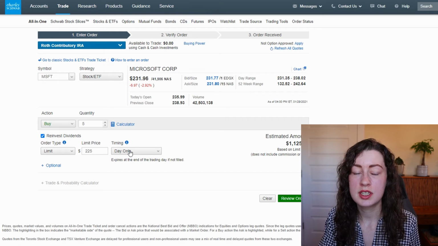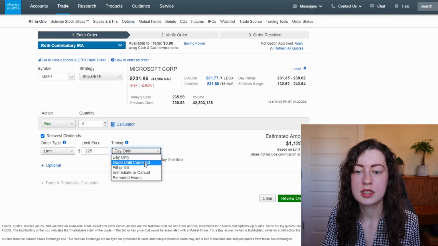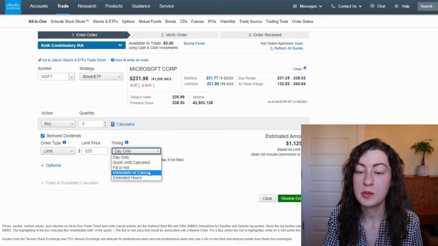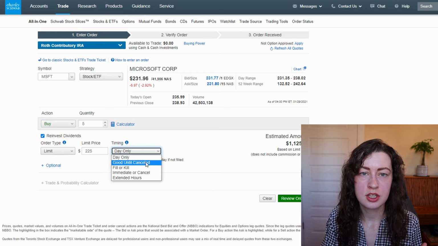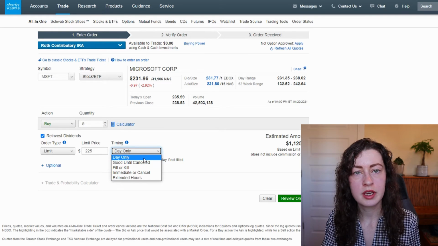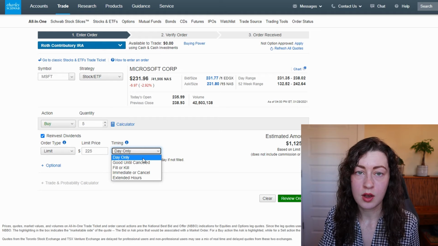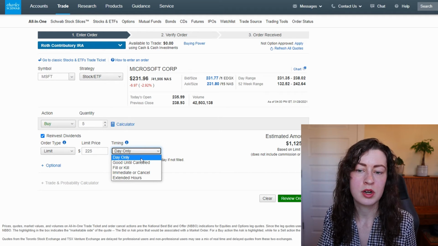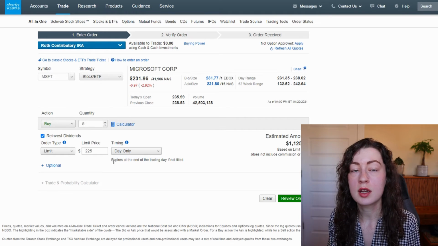So the final thing you would need to tell Schwab then is timing. So there's a few different options: day only, good until canceled, fill or kill, immediate or cancel, and then extended hours. I would only pay attention to the first 2, especially if you're a more beginner investor. The last 3 are a little bit more complicated. The first option would be day only. So this is if you have a limit order to $225, this transaction would automatically expire.